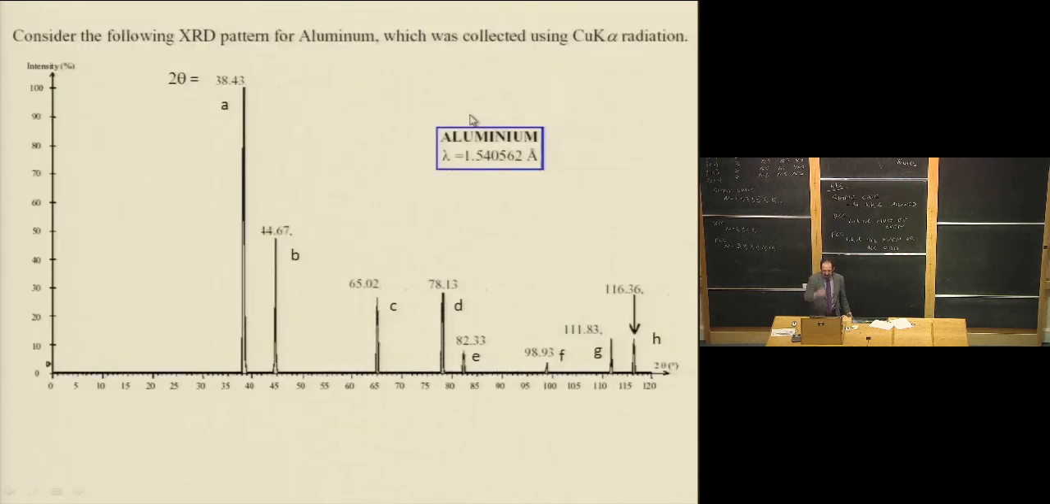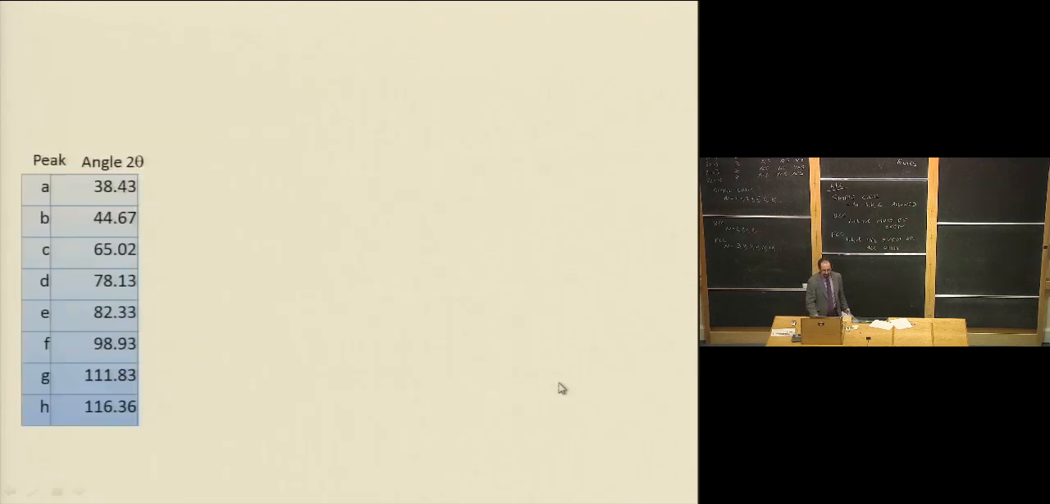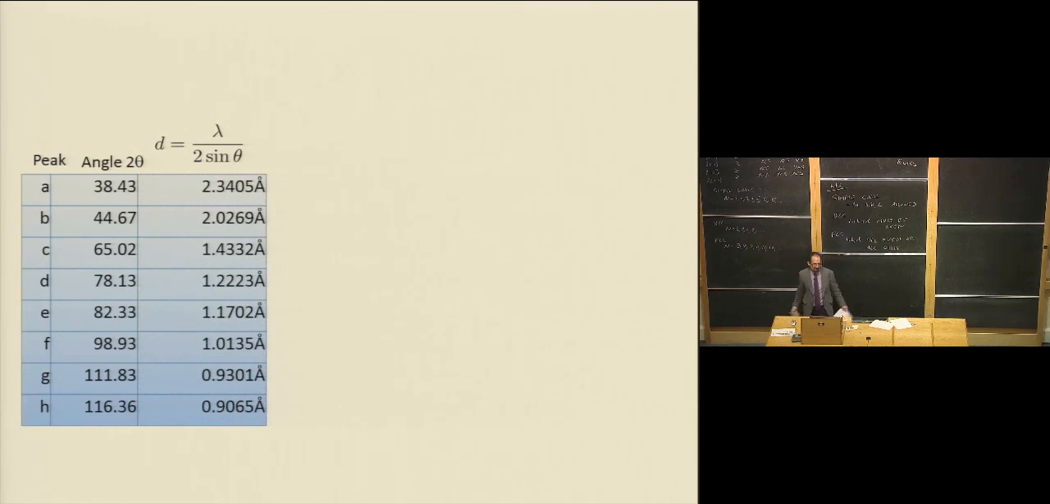OK, so here's the data again. Let's go through this procedure, all the steps one by one. So here we measured all of the angles, or someone measured it for us. It was very nice of them. So we make a table of all these angles. We calculate d equals lambda over 2 sine theta. So here's d, lambda over 2 sine theta, for all of these scattering peaks. Then we have this statement that 1 over d squared, which is 1 over a squared, is h squared plus k squared plus l squared. And we want to find integer ratios of 1 over d squared.